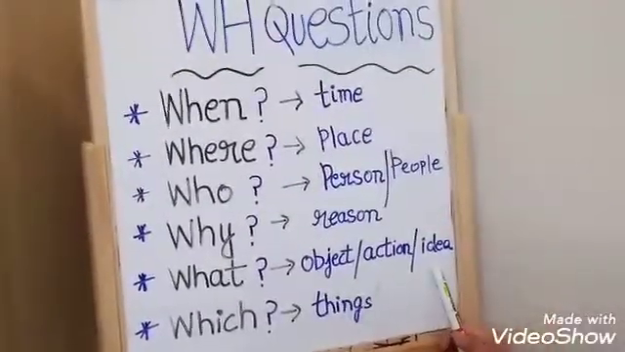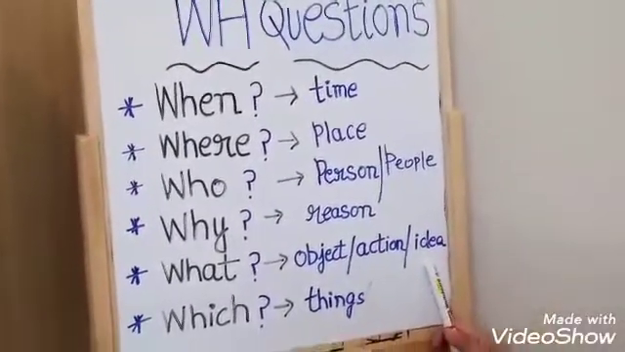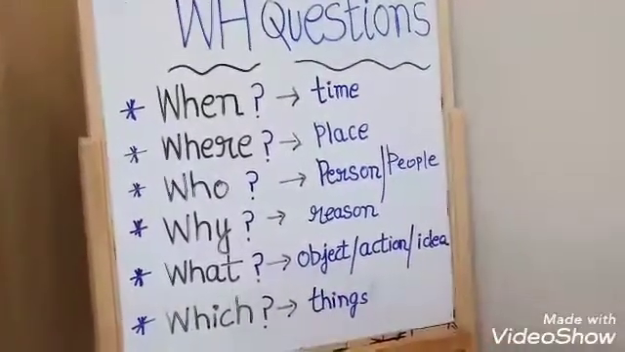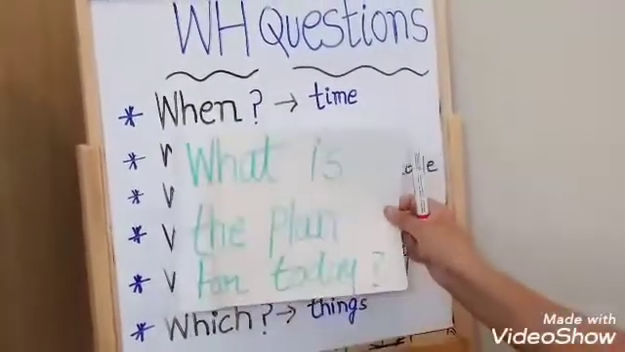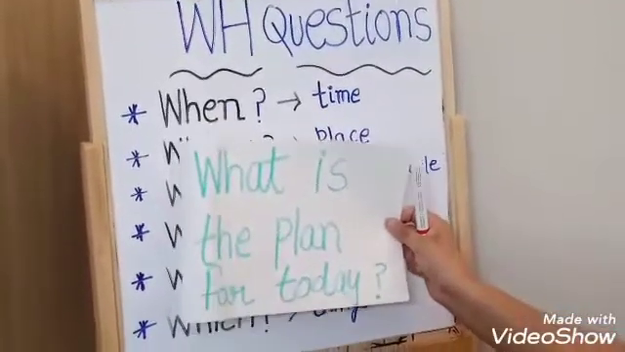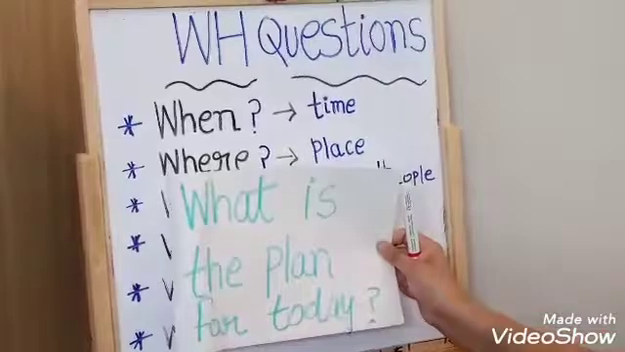The next is idea. So when you want to know about an idea or a plan, we use the question what. Like, what is the plan for today? Or what have you thought? So we use the question what.